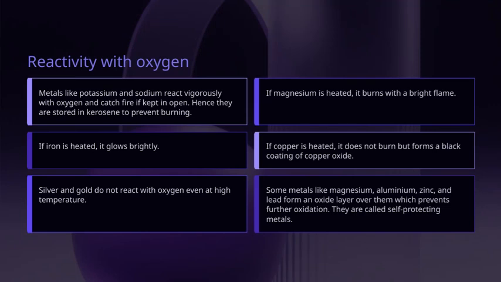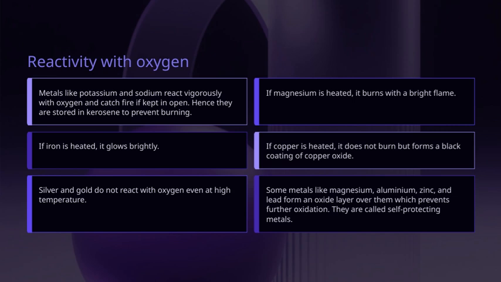Let's talk about how different metals react with oxygen. Some metals like magnesium, aluminum, zinc, and lead develop a protective oxide layer when they are exposed to oxygen. This layer acts like a shield, preventing further oxidation, and that's why we call these metals self-protecting.